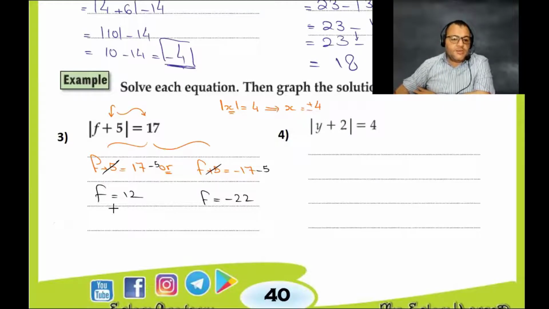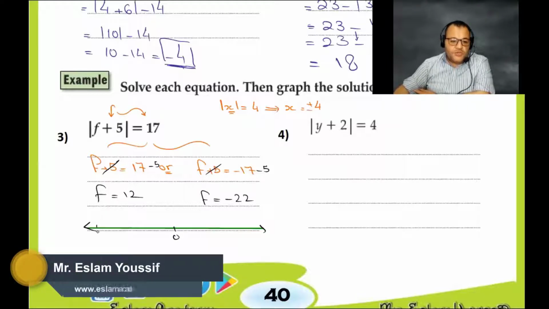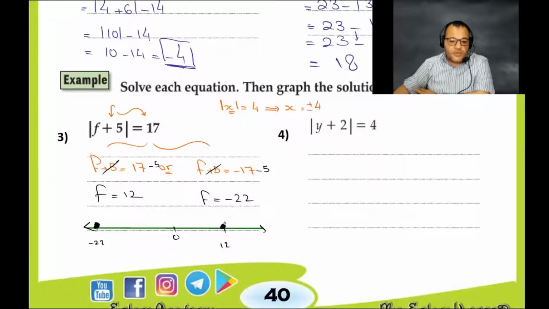How can we represent this on the number line? That is by drawing the number line, with 0 at the middle. Negative 22, and circle the point. And positive 12, and circle the point.